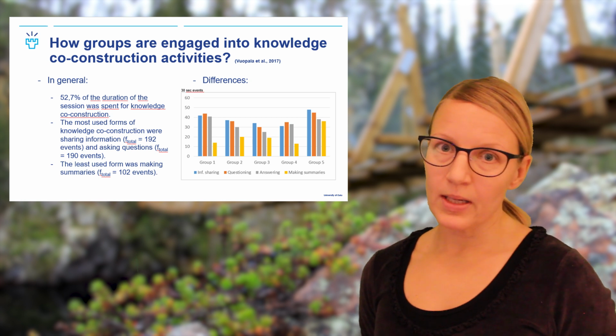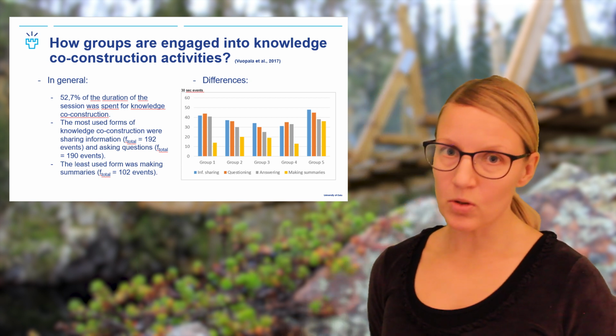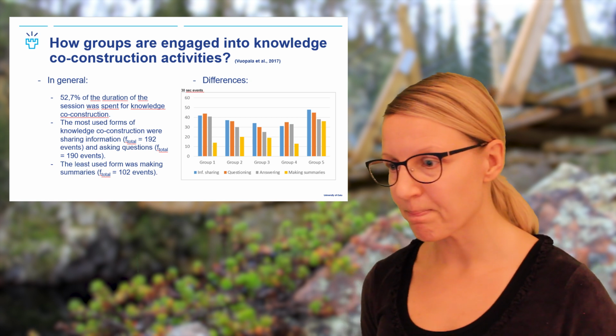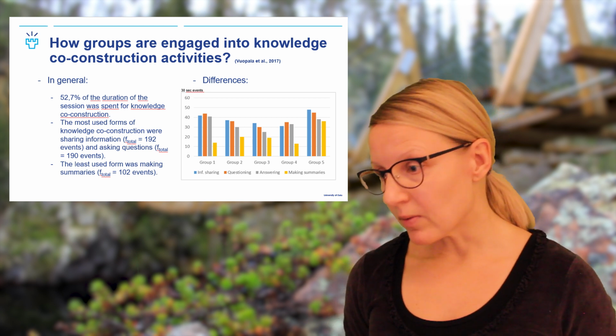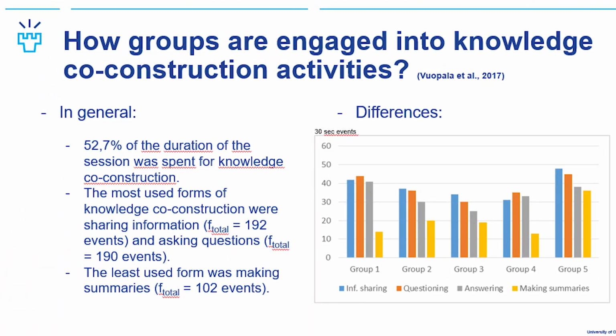But in our own studies, of course, there were differences between the groups. Some of the groups used more than half of the time for knowledge co-construction, and some less. In our studies we had 5 small groups which we observed and whose collaborative work we analyzed. We saw that the most used form of knowledge co-construction was information sharing and asking questions, and the least used form was making summaries. As you can see from the figure, again there were differences between small groups in the different forms of knowledge co-construction activities.